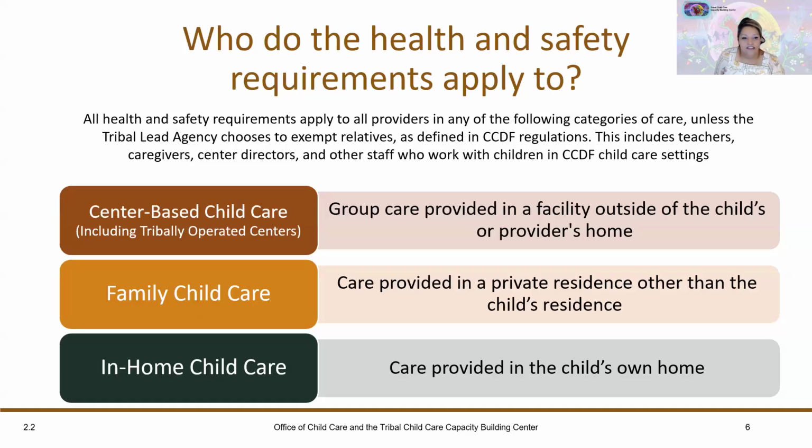They are center-based child care, including a tribally operated center, which is group care provided in a facility outside of the child or provider's home; family child care, which is care provided in a private residence other than the child's residence, and this care can be provided by a relative as defined by CCDF regulations or a non-relative. The third category is in-home child care, which is care provided in the child's home, and this care can also be provided by a relative as defined by CCDF regulations or a non-relative. We understand that some tribes and states choose to create additional categories of care, but these are the 3 categories listed in the regulations. And I'm going to pass it to Priscilla.